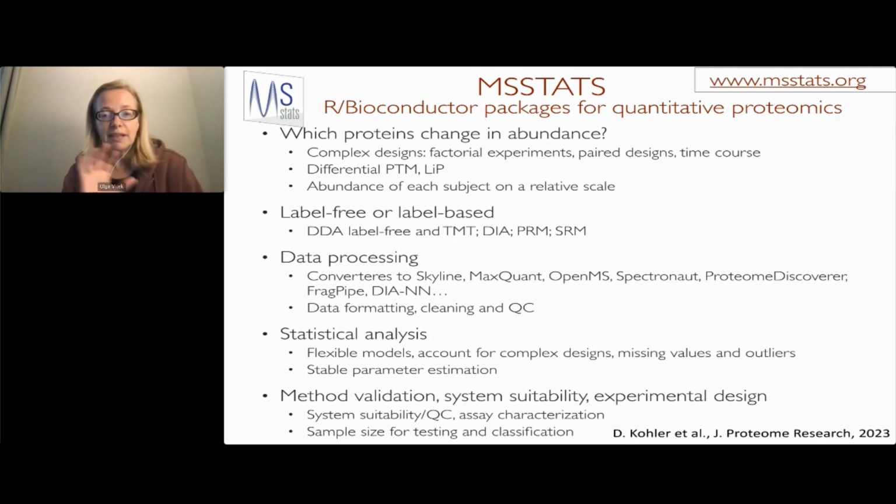And also we have system suitability. So this is methods from process control where we can monitor standards that are either interleaved between the samples or spiked into the samples and detect deviations from optimal performance. And before that, even method validation, calibration of assays in terms of limits of detection, limits of quantification. So we have methods for that as well. So this is the big picture in terms of what MSstats can do.